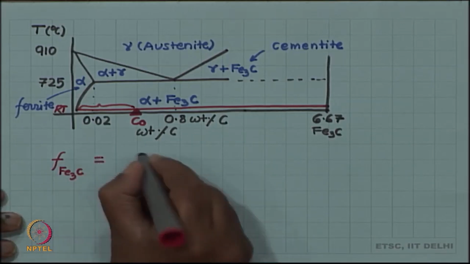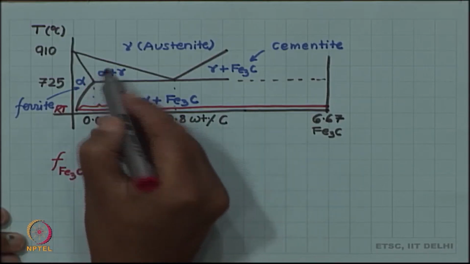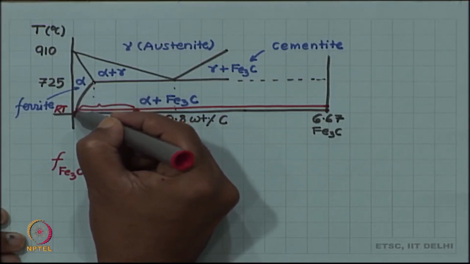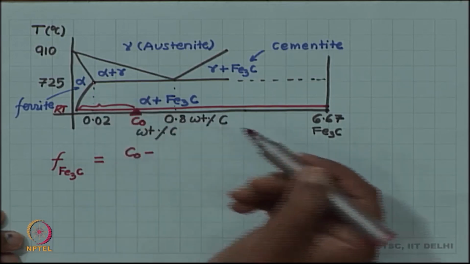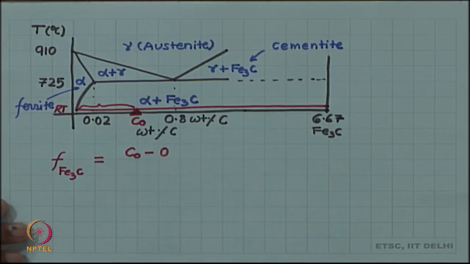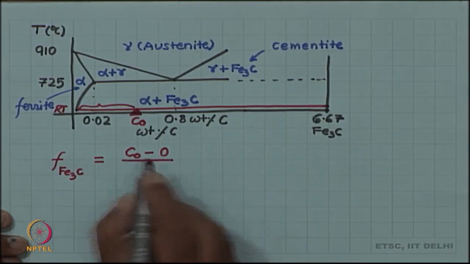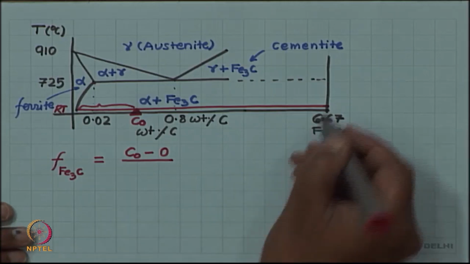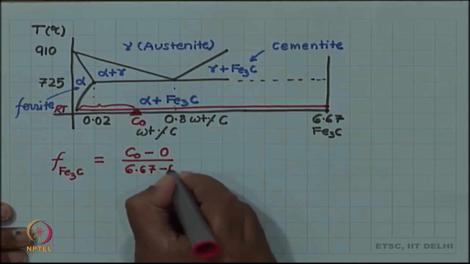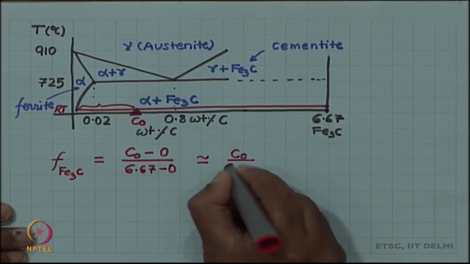So, that will be, for Fe3C, C naught minus, look at that this point is 0.02 and the curve is reducing in carbon concentration. So, we will have much less than 0.02 at room temperature. We can approximate it to 0, or if you so wish 0.02. So, easier to approximate it to 0. So, this arm becomes C naught minus 0. The overall arm is 6.67 minus 0. So, approximately the fraction of Fe3C is simply C naught by 6.67.